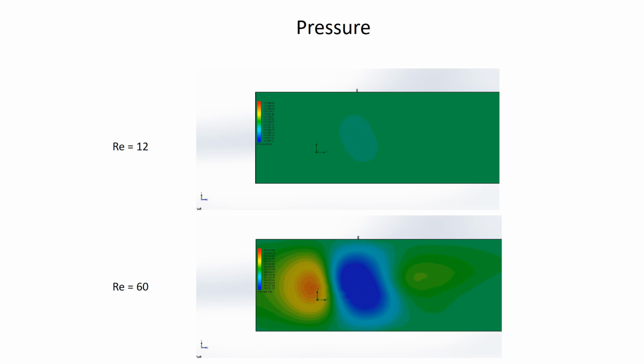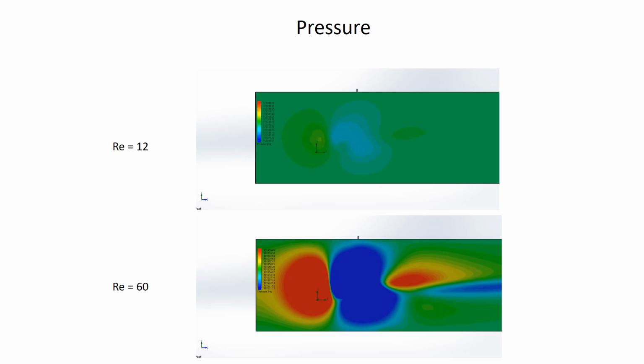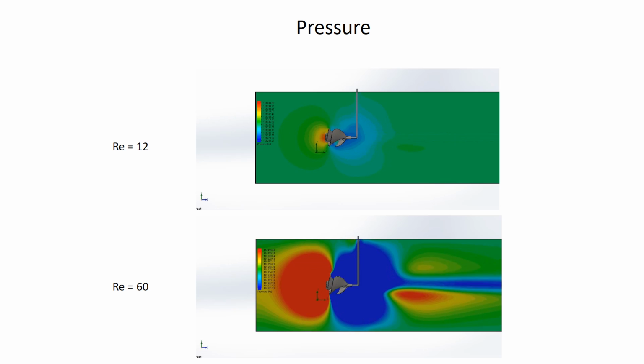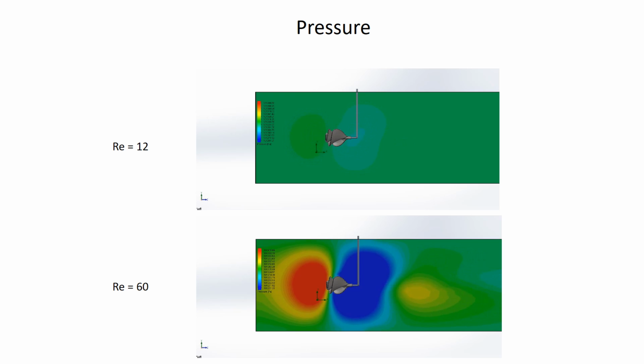We also note that, as expected, there is a higher pressure gradient between the front and the back of the water lily in the higher Reynolds number experiments as compared to the lower Reynolds number experiments.